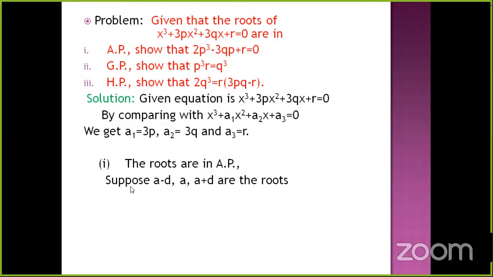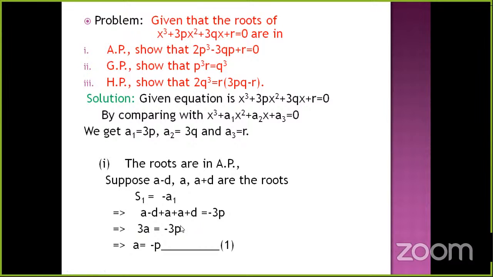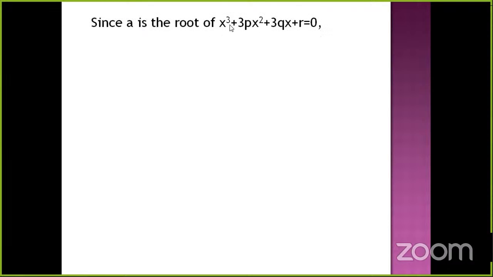Since the roots are in AP, I suppose the roots are a minus d, a and a plus d. First condition: the sum of the roots s1 is equal to minus a1. The sum a minus d plus a plus d is equal to minus 3p. Here d and d get cancelled, so I get 3a equal to minus 3p. By solving, a is equal to minus p. Since a is a root of the given cubic equation, it should satisfy it: a cube plus 3pa square plus 3qa plus r equal to 0.